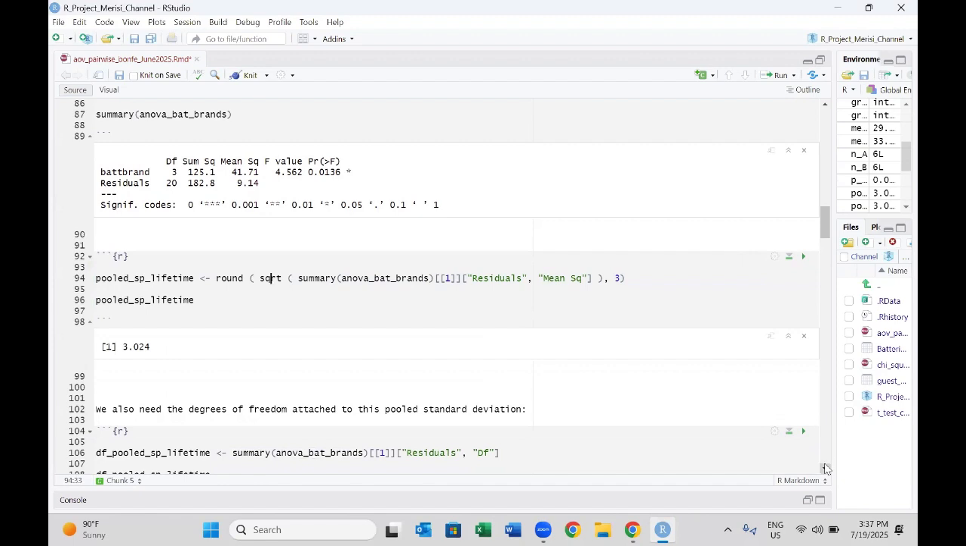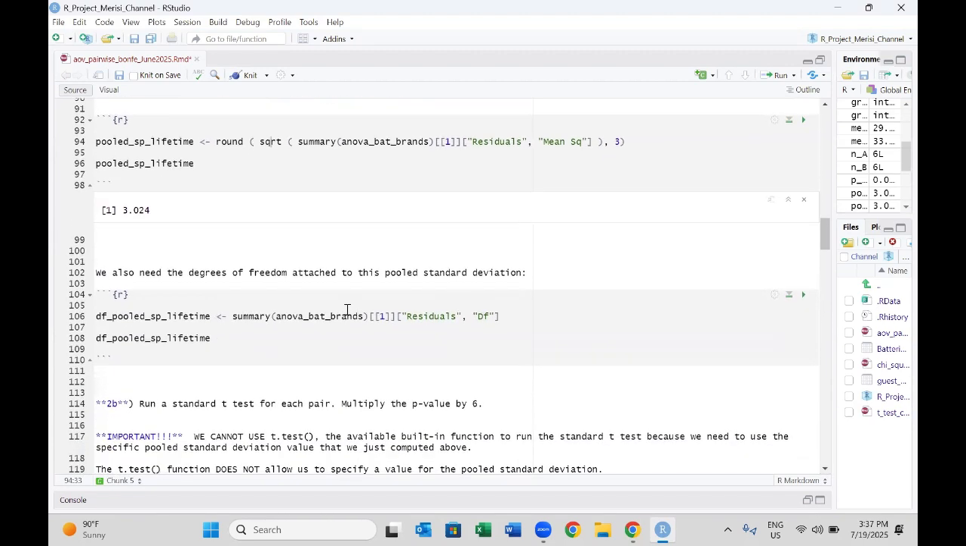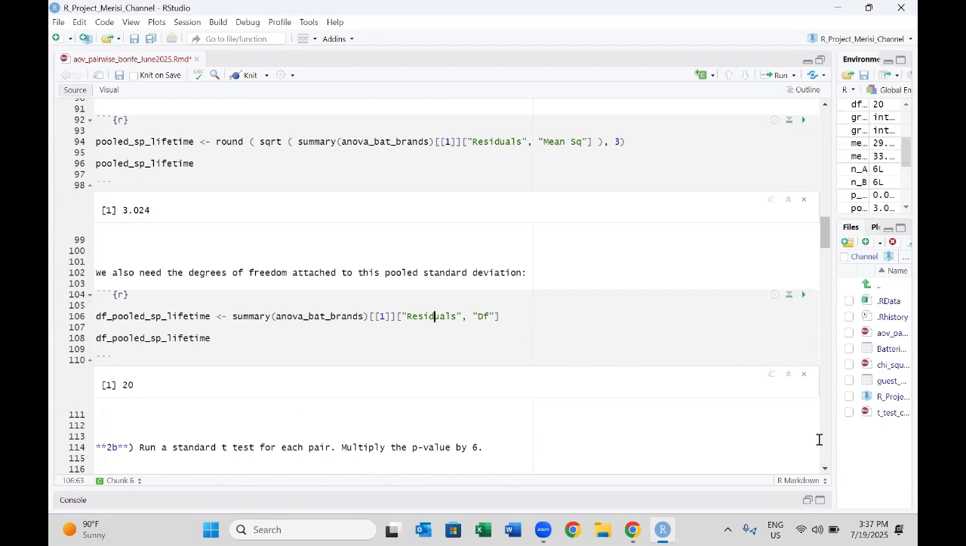I also need the degrees of freedom of that mean square, the mean square of the residuals, which is 20. To retrieve that 20, we can use the same summary table, degrees of freedom, residuals, and then we get the degrees of freedom, which is 20.